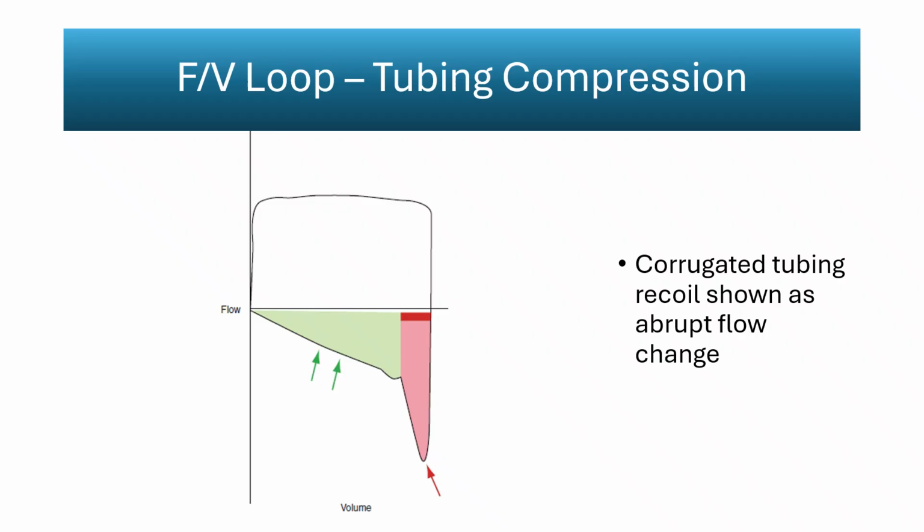This artifact is most visible when the tubing has significant compliance, or when larger pressure swings cause greater compression and recoil. Recognizing this pattern prevents misinterpretation. A sharp vertical drop in expiratory flow occurring at the same point in each breath, particularly without corresponding changes in clinical status or pressure volume behavior, indicates circuit-related recoil rather than pathology. Once identified, it is understood as a normal artifact of flexible ventilator tubing rather than a sign of patient deterioration.